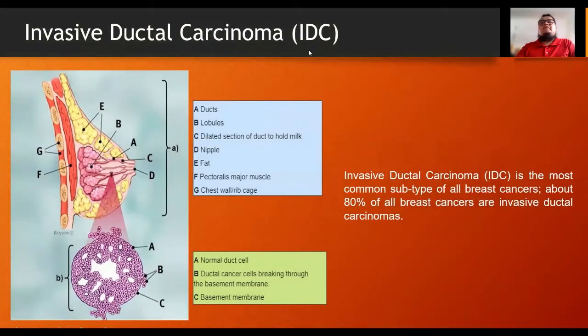Invasive ductal carcinoma, this subtype of breast cancer, is the most common amongst all breast cancers. It takes 80% of the cases of breast cancer. In the following image, we have a sample of a breast with cancer. If you see letter A, these are the milk ducts. These milk ducts are where this type of cancer is most commonly presented.